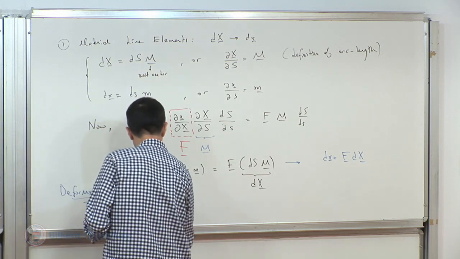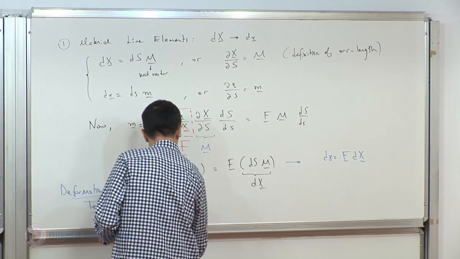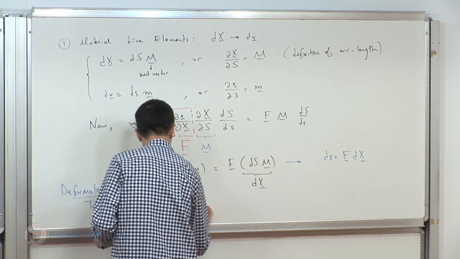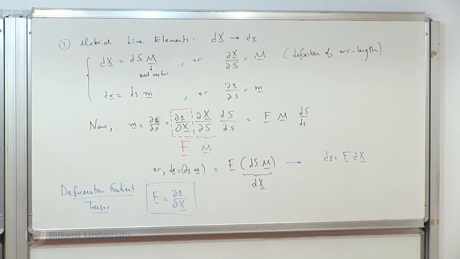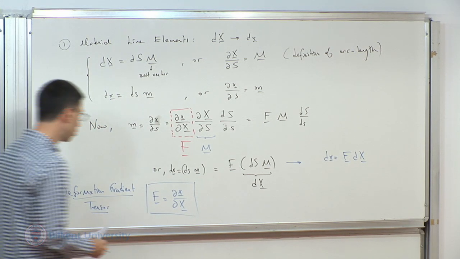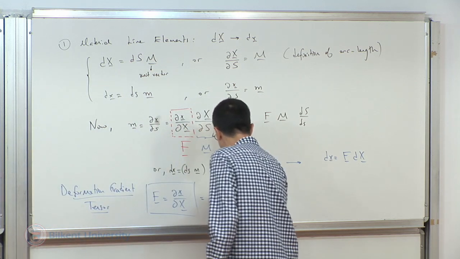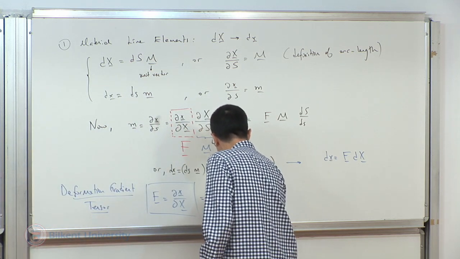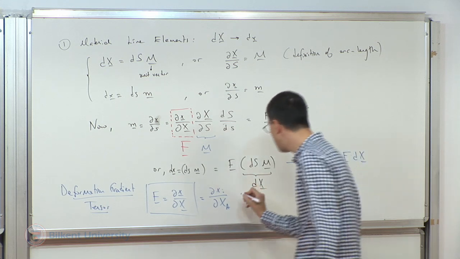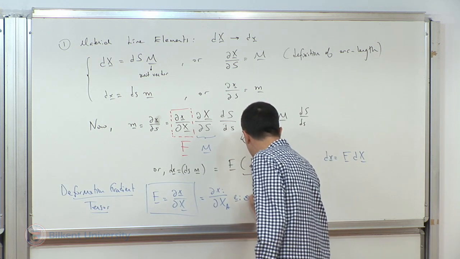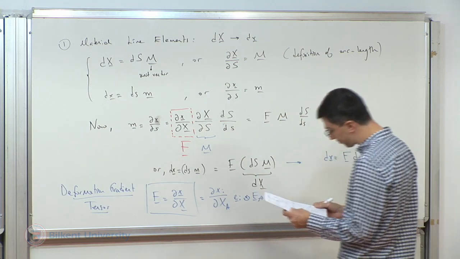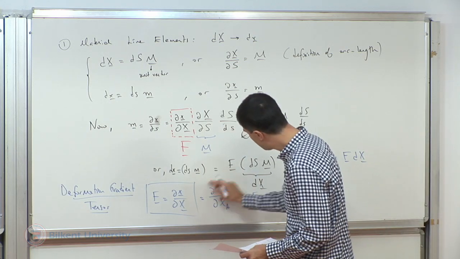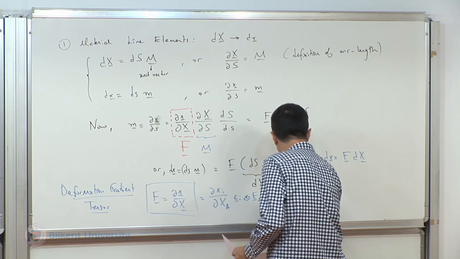That's F, which is partial x over partial capital X. Now we can go ahead and write it in components, right? So it is going to be partial x_i over partial X_A, and now you attach the bases, it's going to be e_i dyadic E_A. Okay. And these here are the components F_iA.